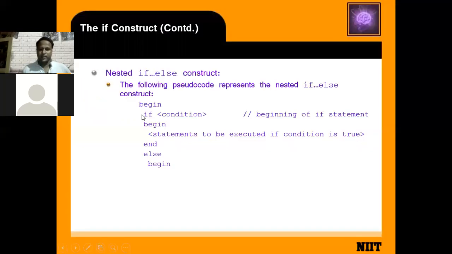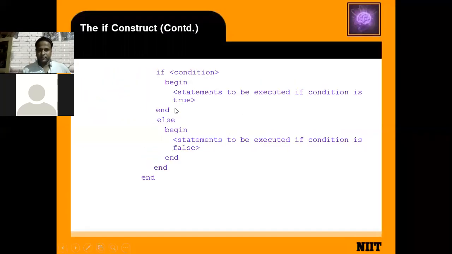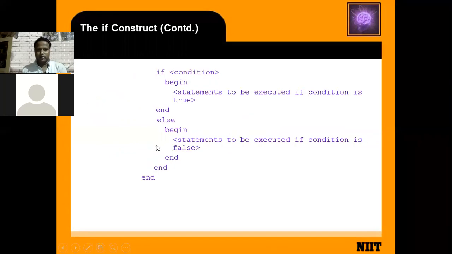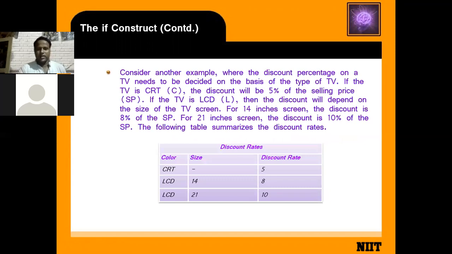So here it is described: nested if else, begin, if condition, begin and end, else. If your condition is false, it goes to the else block. In the else block again we have an if and else block. This process continues, with a condition inside one condition. Now here one example has been given.